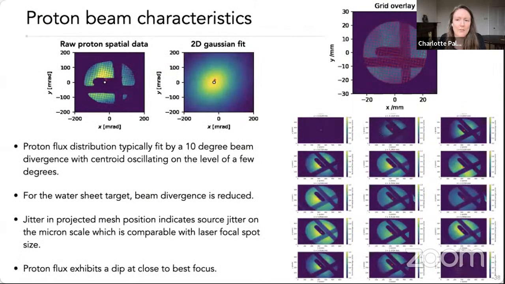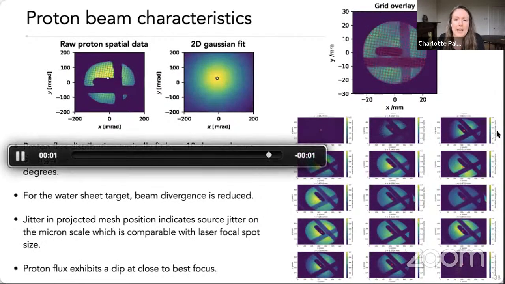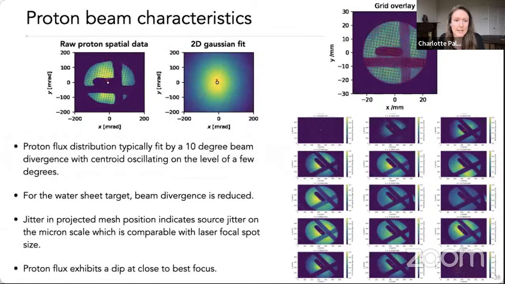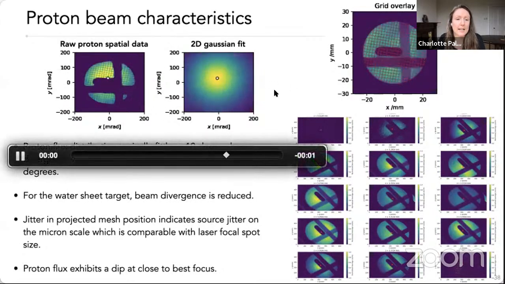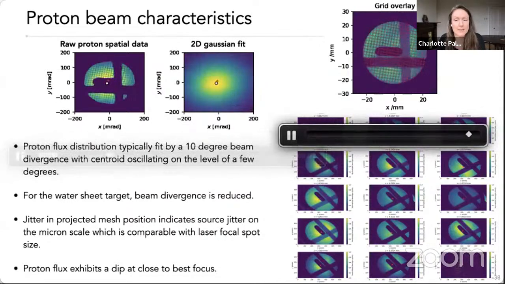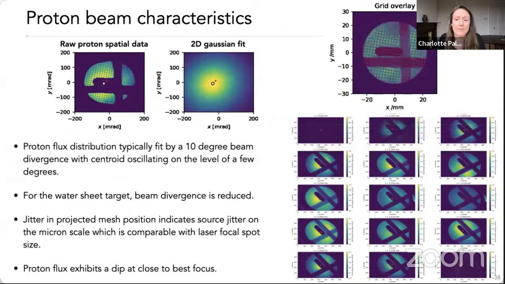We typically had a few MeV beam energies, and these protons from the target tape were smooth. You can see an example on the left-hand side. And some 2D Gaussian fits that were used to analyze this data give us divergences of 10 degrees and fluctuations in the centroid position of a few degrees. We see a reduction in the divergence for the water target, and we're currently exploring potential drivers for that.